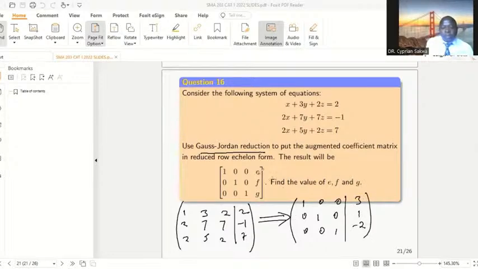So what is the question? The question wants us to find EFG. EFG, that is 2, -2, 1, -2, 2, 1, -2. And of course, these are the values of x, y, and z. Let's look at the next question.